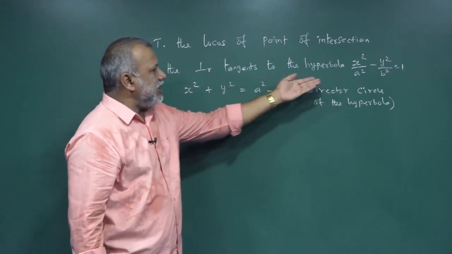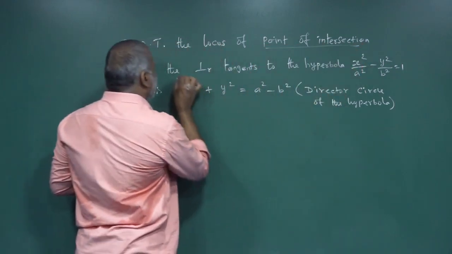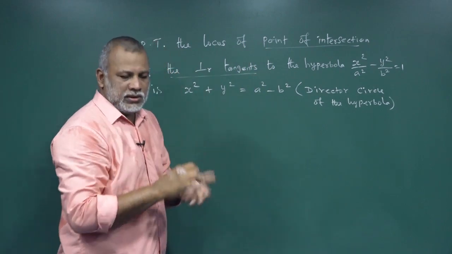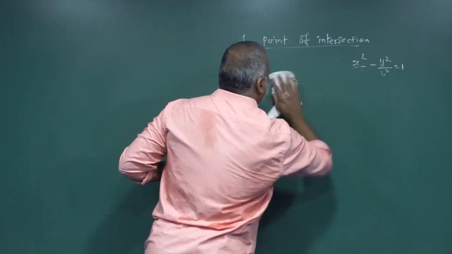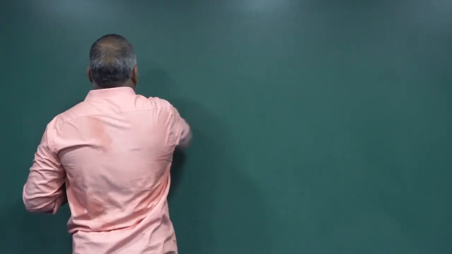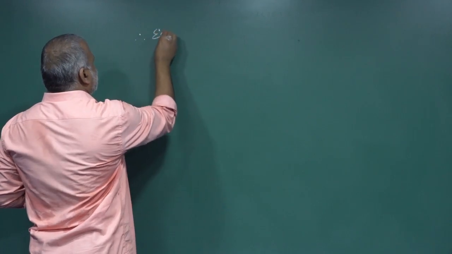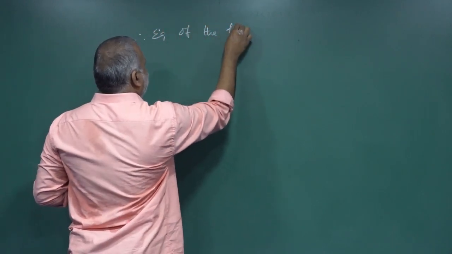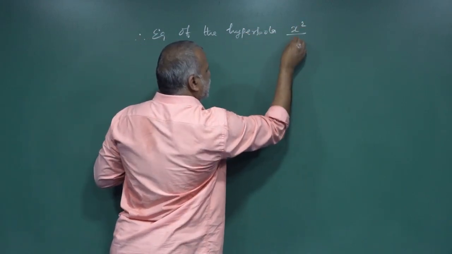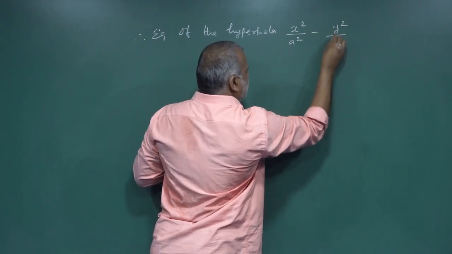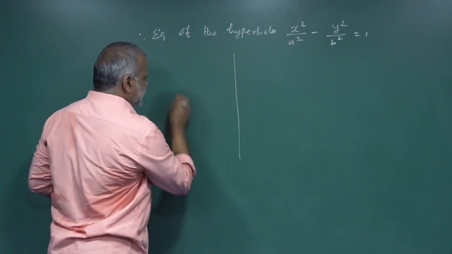So, we have to select the standard equation of the hyperbola, then the point of intersection of the perpendicular tangents. That is the logic. Now, see the diagram. We have to draw the diagram of the standard equation of the hyperbola, x squared by a squared minus y squared by b squared equal to 1.